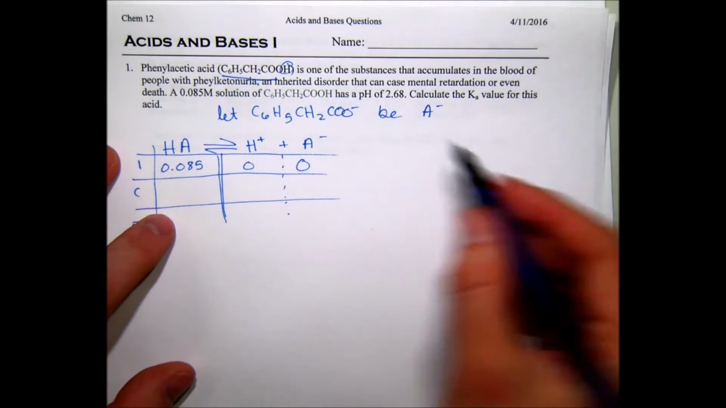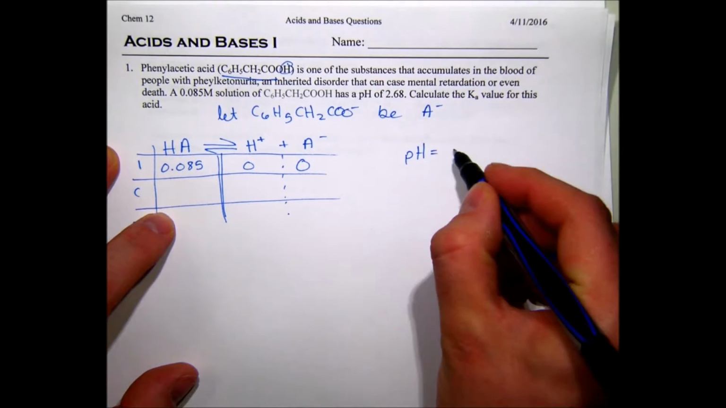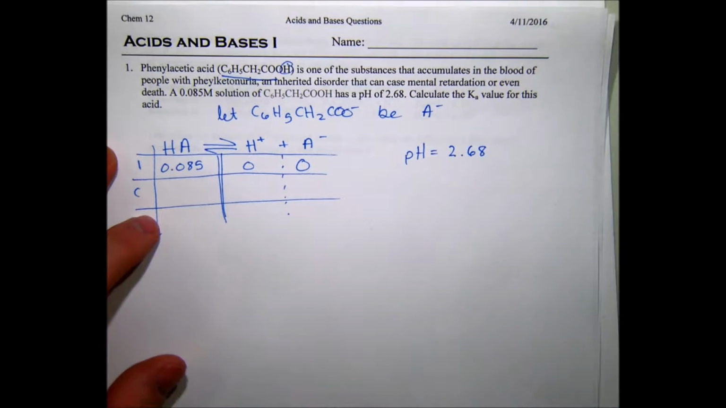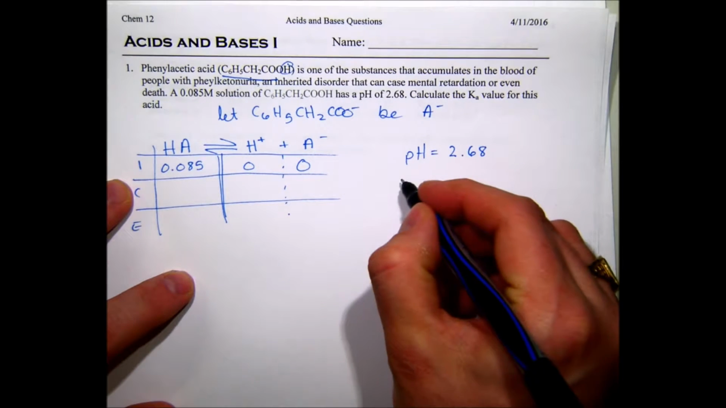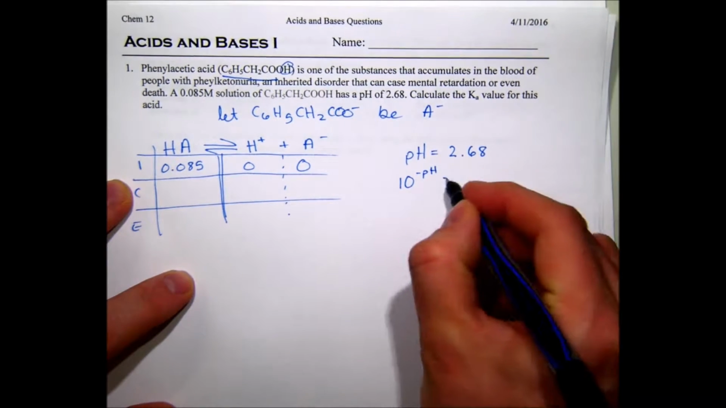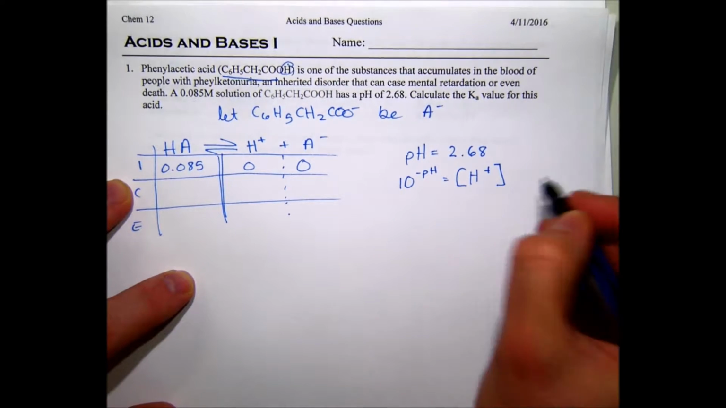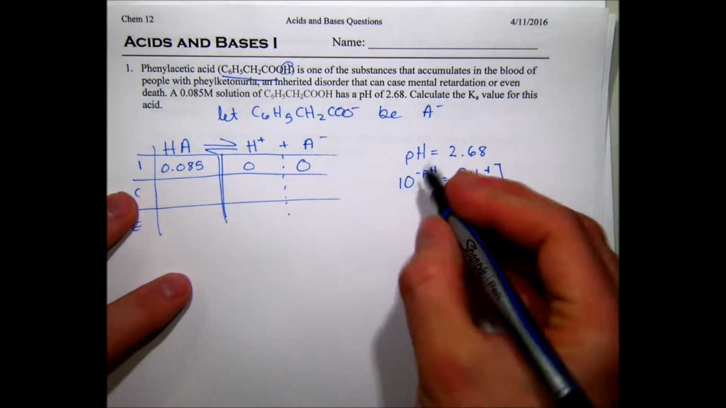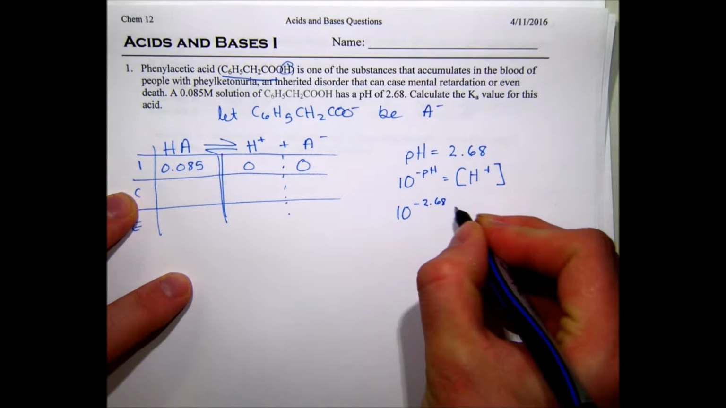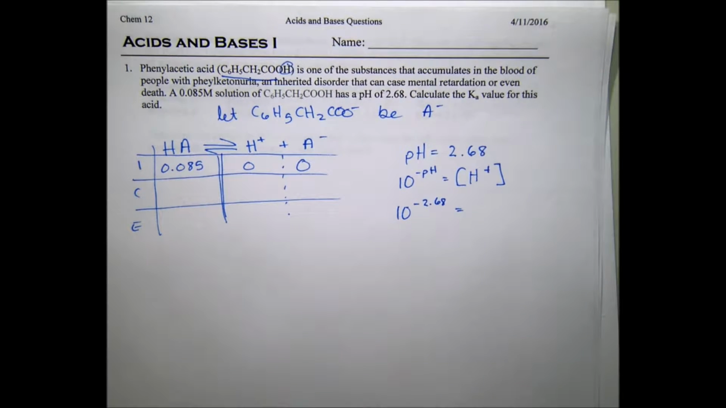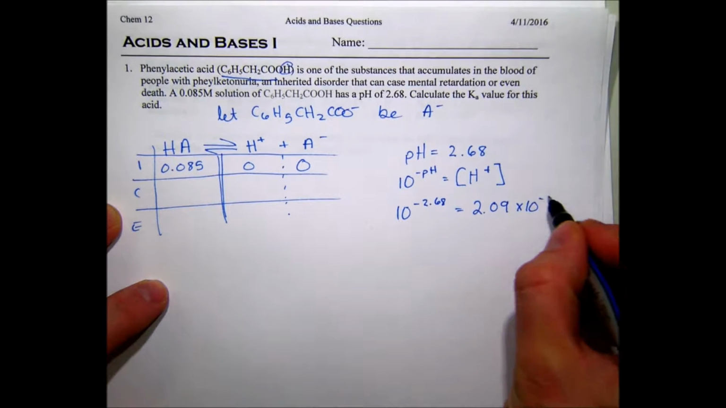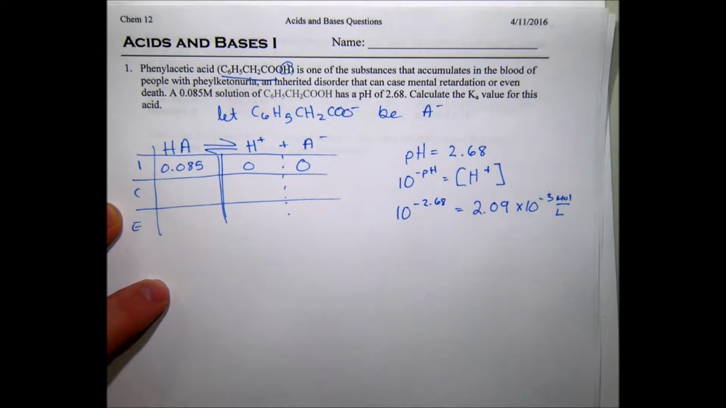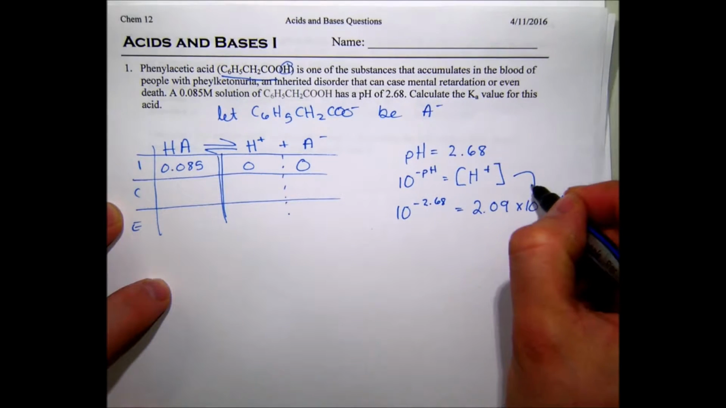Now, I do have the pH of the substance, 2.68. And what that means is that I should be able to figure out the concentration of H plus, because we know that 10 to the negative pH is equal to the concentration of H plus. So in this particular case, 10 to the negative 2.68 is equal to 2.09 times 10 to the negative 3 moles per liter. And that is the concentration of H plus.